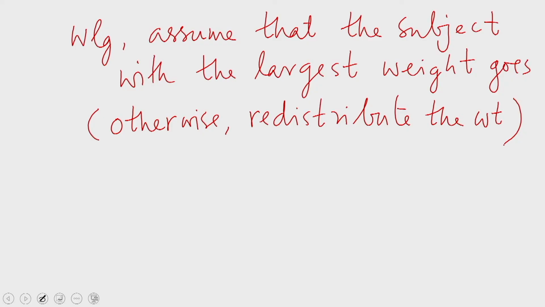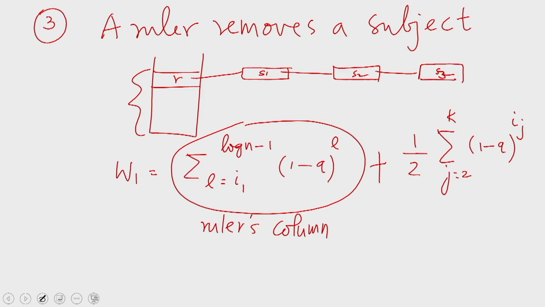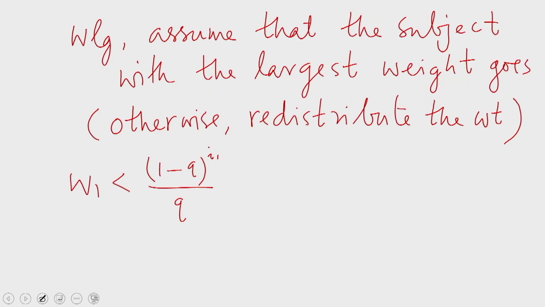Now, this ensures that W1 is less than (1 minus q power I1) by q. This is a simplification of the first term. The first term is a summation from I1 to log n minus 1 of 1 minus q power L. If I take the summation all the way to infinity, I will have (1 minus q power I1) divided by q. So, the first term reduces to this.